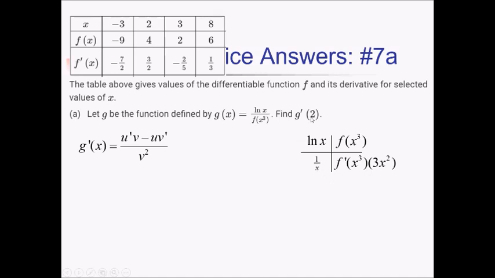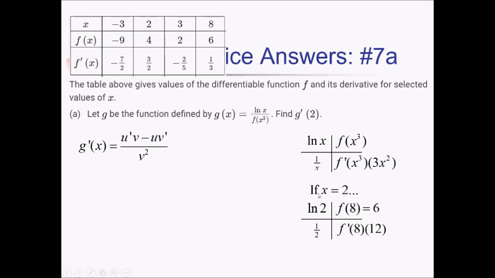And at this point, to find g prime of 2, we need to plug 2 into all of these things. Now, you can do this before or after you substitute back into the form of the quotient rule. I'm going to do this inside the box. So if x equals 2, inside the box, let's see what each of these parts becomes. So ln of x is now going to be ln of 2. F of x cubed is now f of 8. Which, looking that up in the table, has a value of 6. And down here, this is going to be 1 over 2. And then finally, this is going to be f prime of 8 times, let's see, 3 times 2 squared, that's going to be 12.